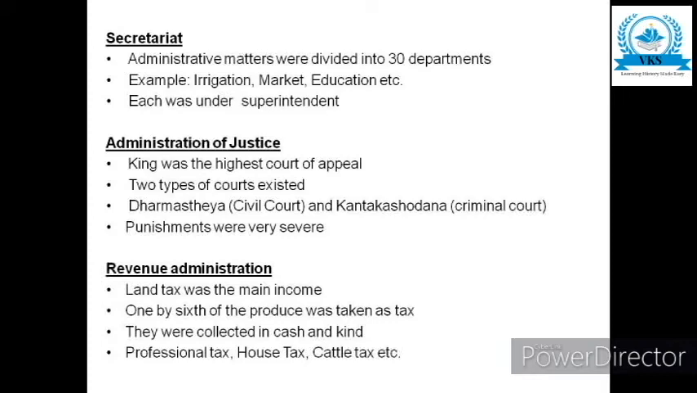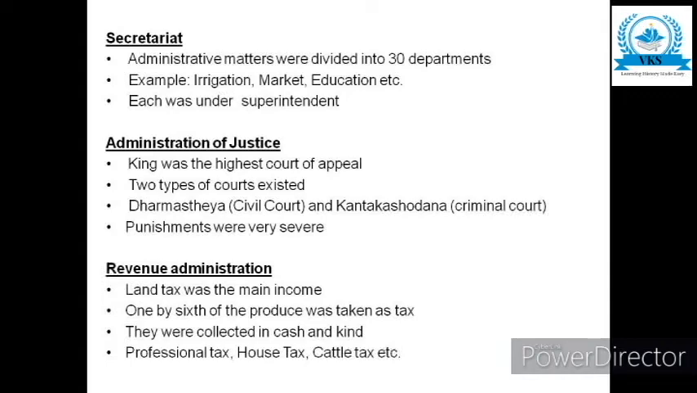The next subheading is administration of justice. King was the highest court of appeal. We have already studied that king had judicial power. So king was the highest court of appeal. There were two types of courts which existed in Mauryan period. One is Dharmastheya, that is civil court, and next is Kantakashodhana, criminal court. The punishments were very severe.